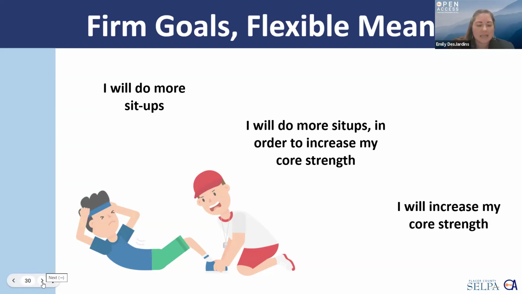But if instead I think about 10, 15 different strategies that I can use to increase my core strength, then depending on how I'm feeling, depending on my interest, depending on a whole number of things, I can choose something else in order to increase my core strength. So this idea of, if I were to create this firm goal, I will increase my core strength, and then create some flexible options. This is more of a hypothetical version, but I do want to share what this could look like in the classroom as well. But first I want to highlight, on the next slide.